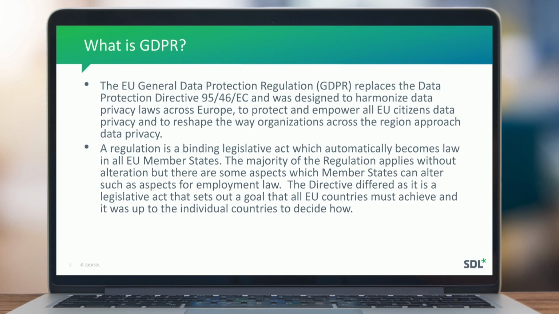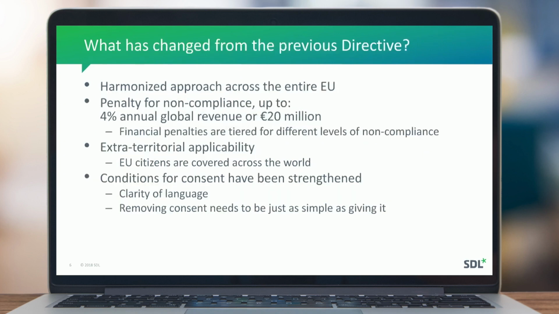And you'll see on the next slide, one of the key differences here is the penalties for non-compliance, which can be significant. So 4% of annual global revenue or 20 million euros, whichever is the greater. This is the maximum. There are obviously tiers of penalties for non-compliance, depending on what you're non-compliant with and the significance of the breach and the risk to individual data subjects.